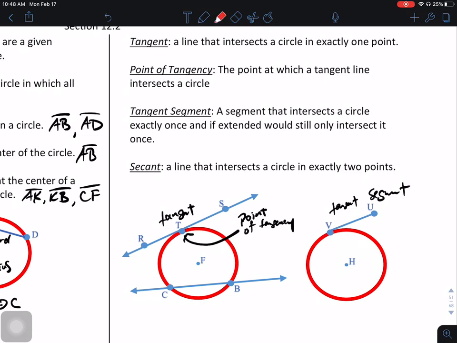Secant: a line that intersects a circle in two points. Line CB is a secant line.